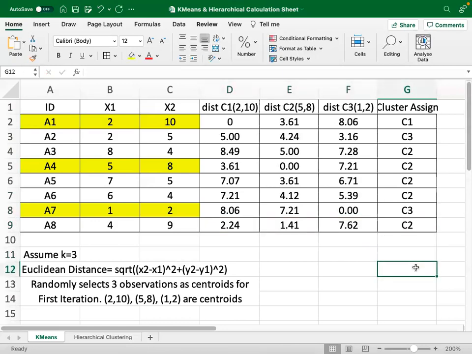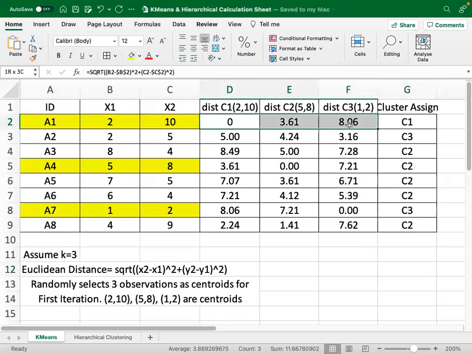So the lowest distance. You check the 3 distances, whichever is the min, that will be your cluster assignment. The cluster for which the distance is minimal will be the cluster assignment. So we have assigned the clusters.